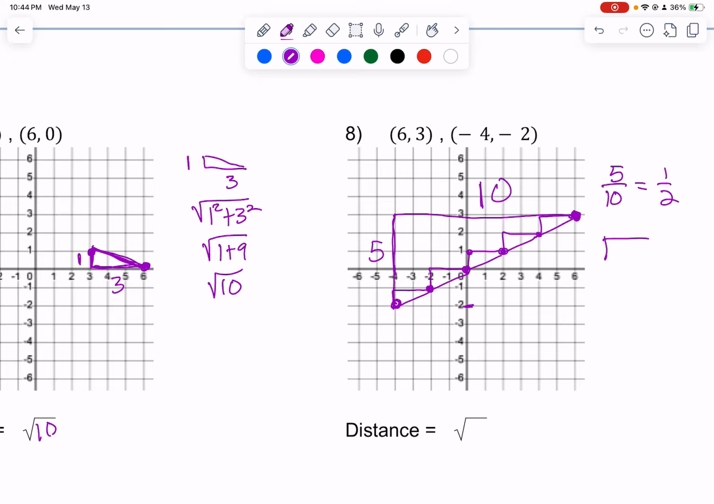So this little triangle of 1 and 2 for the legs is going to have square root of 1 squared plus 2 squared for the hypotenuse. Well, that would be a square root of 5. So I'll have square root of 5 plus square root of 5 plus square root of 5 plus square root of 5 plus square root of 5. That means I have 5 of those square root of 5 steps. 5 square root of 5.